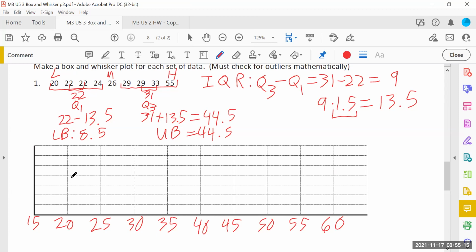My low value was 20. I'm going to put it right here. My Q1 was 22, so that would be a little bit less than halfway to 25. My median was 26, so a little bit past 25. And here I'll label these. This is the low value. This was Q1. This is the median. Q3 was 31, so that'd be right here. Here's Q3.